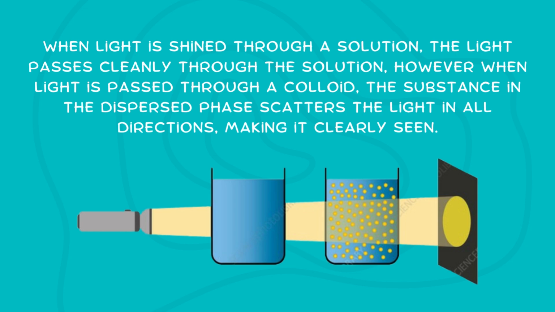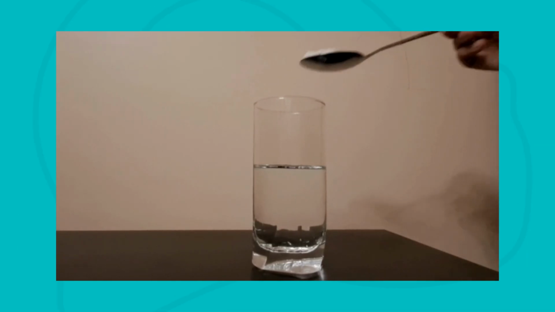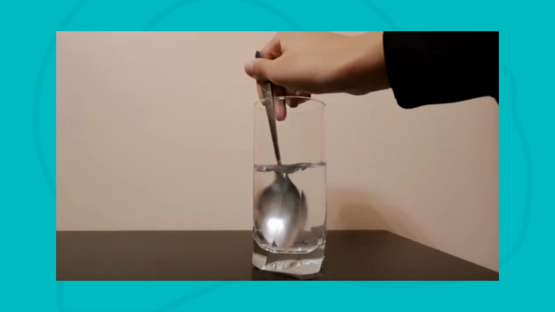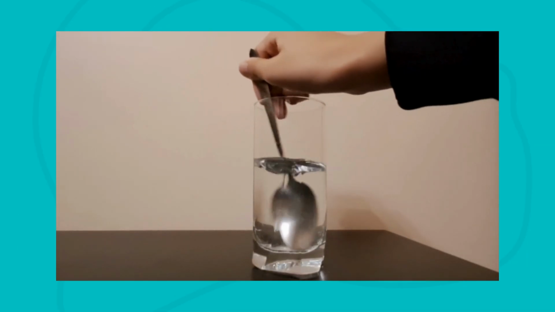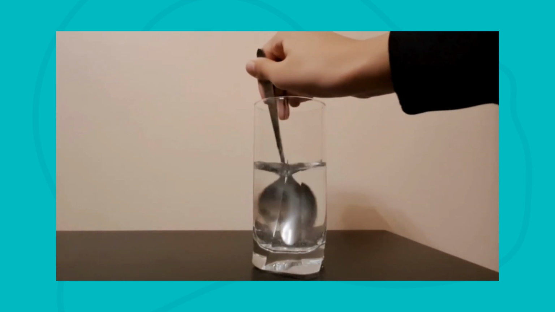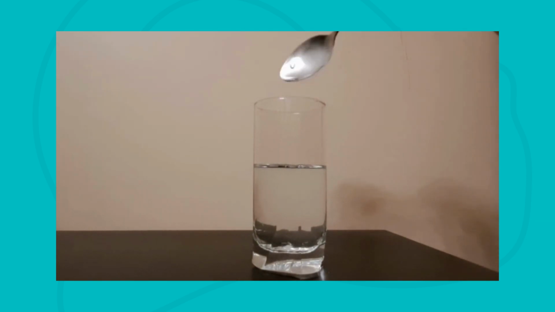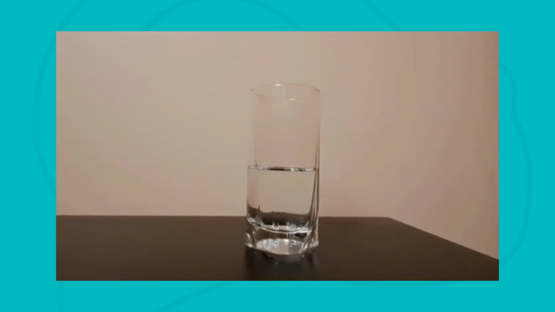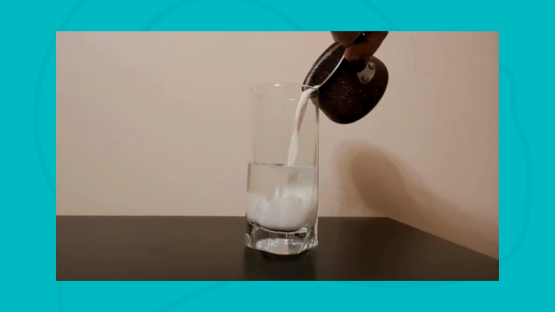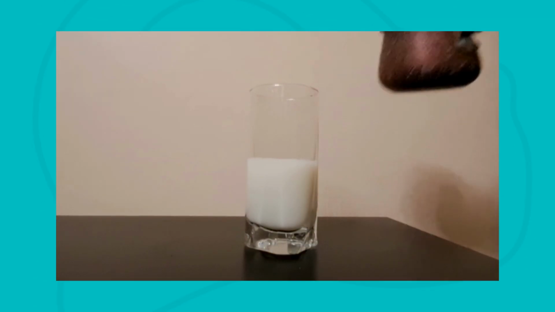The size of the dispersed particles is the main factor determining if a mixture is a solution, colloid, or suspension, and if the Tyndall effect will be present. Let's visualize the Tyndall effect. First, we have a glass of water, and then we will add a spoon of table salt to the water. Then we have another glass of water and we will add some milk to it.